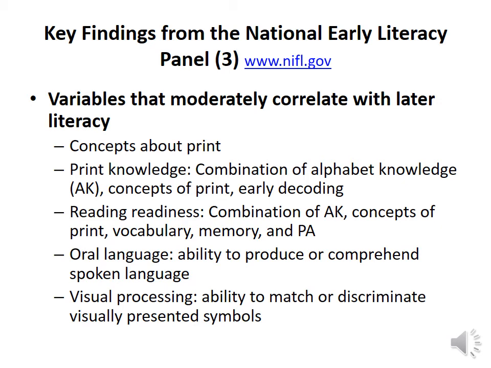Another variable is the oral language of children, their ability to produce or comprehend spoken language. And we know from the Hart and Risley studies that their earliest abilities to produce and comprehend spoken language and written language has to do with the number of words they've heard in their home. Visual processing ability is the ability to match or discriminate visually presented symbols, such as letters.